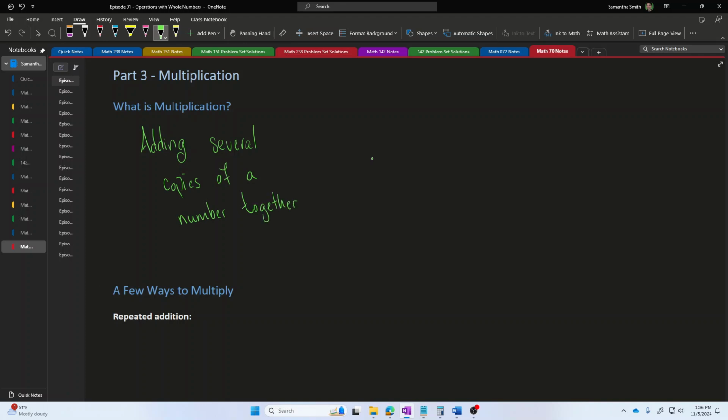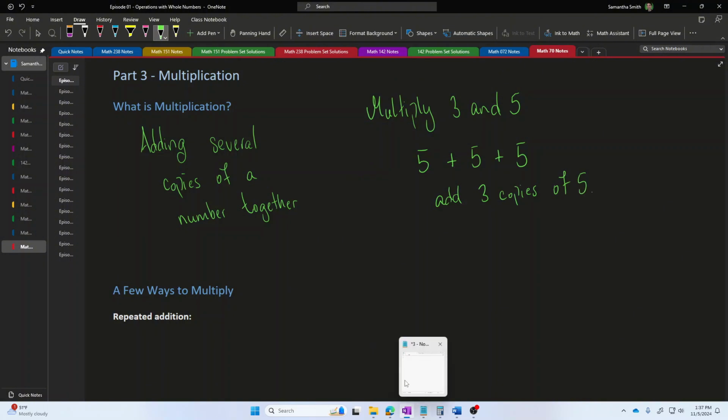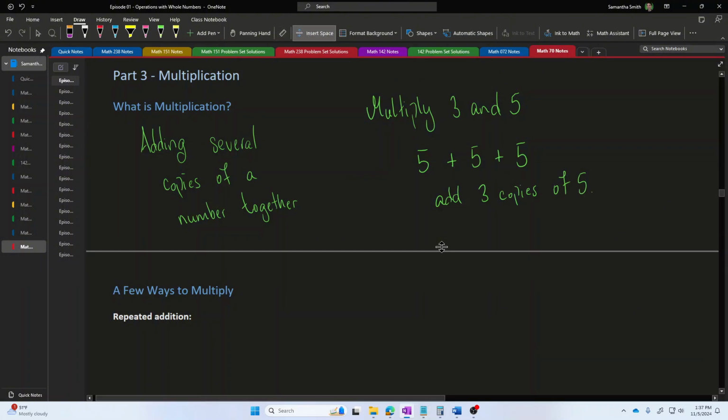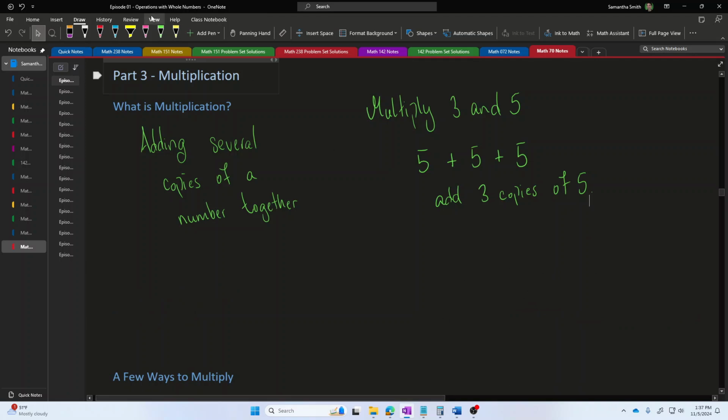For example, if someone said to me, multiply 3 and 5, then I could think about this as taking the number 5 and making 3 copies of it and adding the 3 copies of 5 together. Add 3 copies of 5. Or you could also think about this as adding together 5 copies of 3.